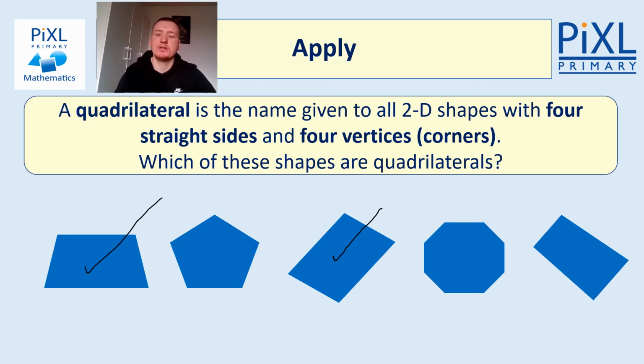And then to finish off, we have 4 sides to this shape that are all straight, so we can put another tick. So give yourself a pat on the back if you ticked the 3 correct ones on the board. Well done. Let's move on.